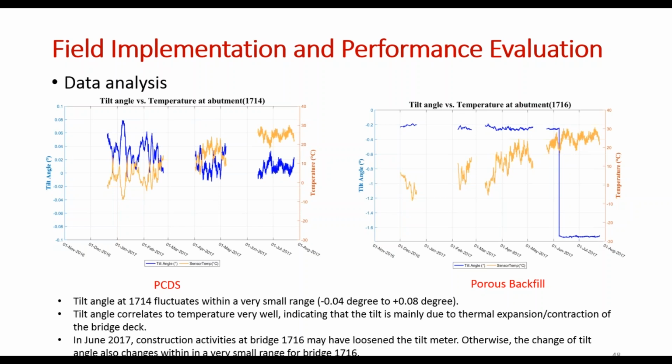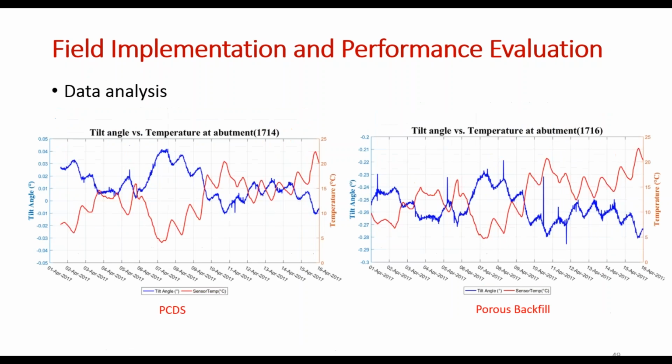So in June 2017, construction activities at bridge 1716, which has porous backfill, may have loosened the tilt meter. As you can see, there is a huge drop here, but this is abnormal. This is not due to either the expansion or the accumulation of water pressure. This is merely due to the construction activities. But if you zoom in on this range or that range, the fluctuation is still very, very small, which can be seen in this figure.